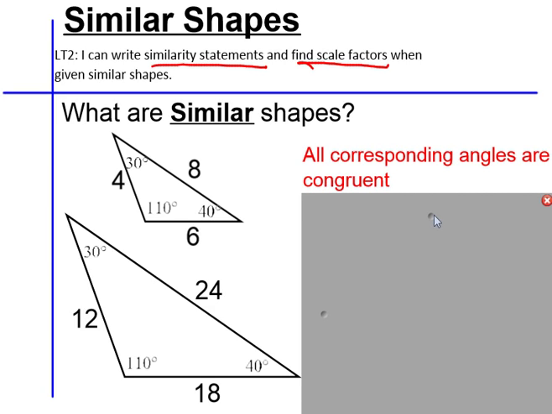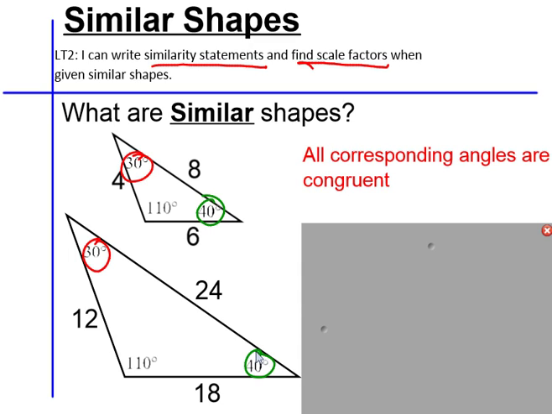For two shapes to be similar, all corresponding angles are congruent. What this means is that, like congruent triangles, which are exact copies of each other, these angles are also congruent. So our 30 matches our 30. Our 40 is congruent to our 40. And our 110 is congruent to our 110.